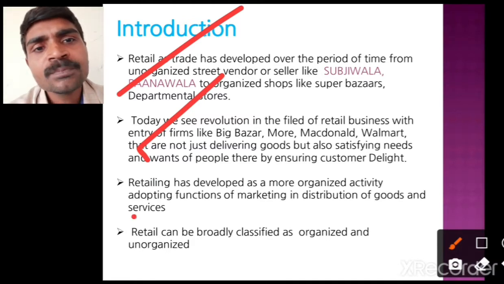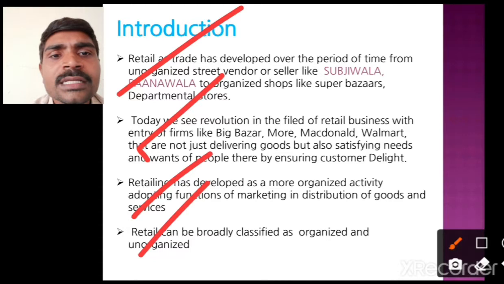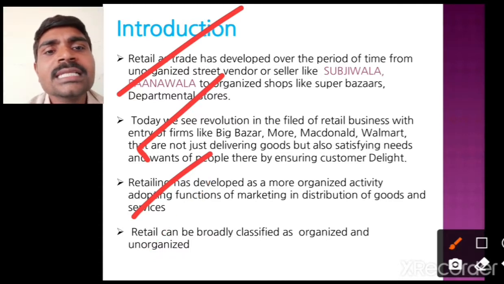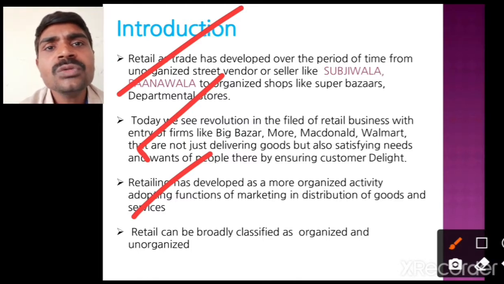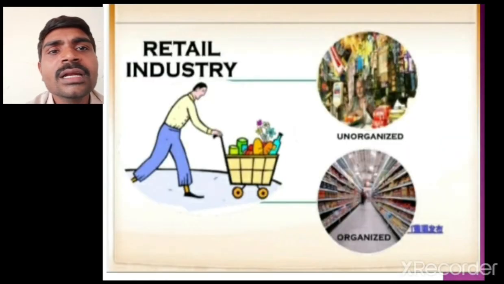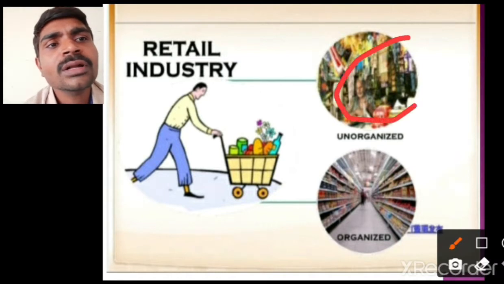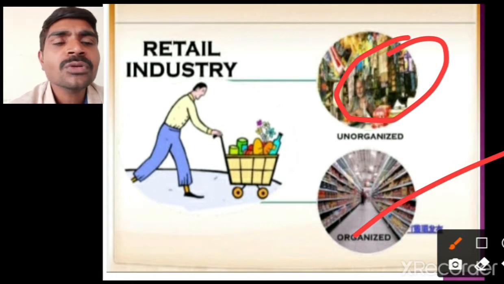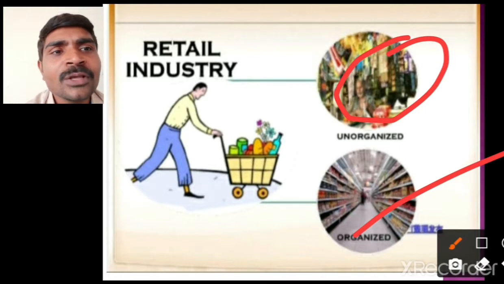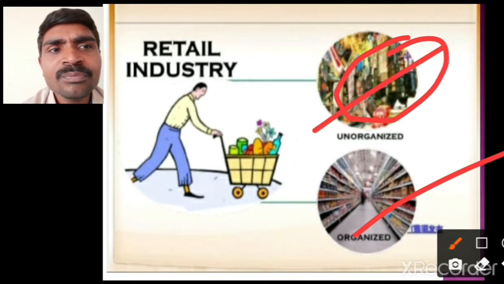And next, the fourth aspect in the introduction is that retail can be broadly classified as organized and unorganized. Means the retail market is divided into two aspects, that is organized and unorganized. So dear students, look at this diagram: this is unorganized retailing and this is organized. By looking at the diagram, we will come to know how it is organized and unorganized. In unorganized retail, there is nothing systematic, there is no set of rules and principles.